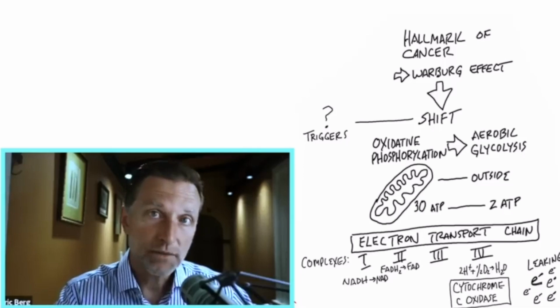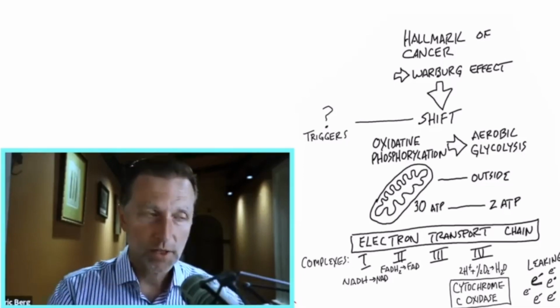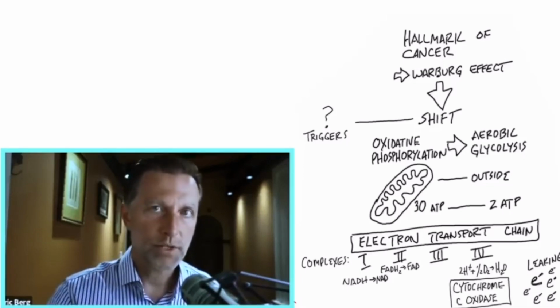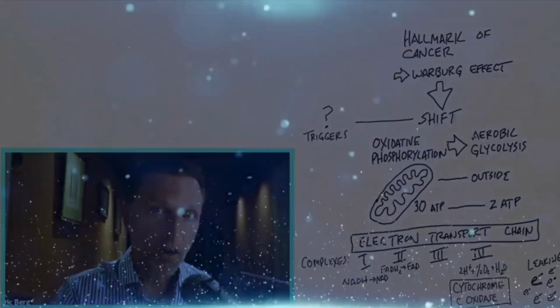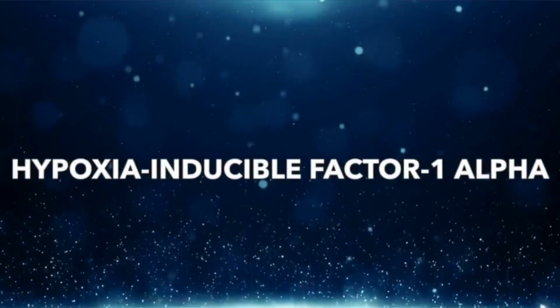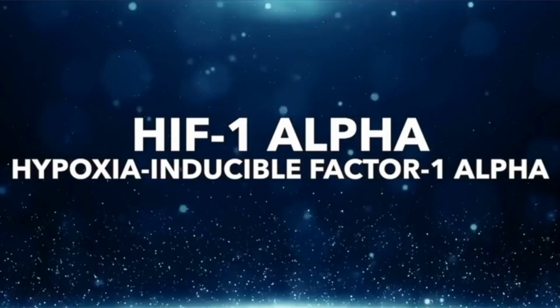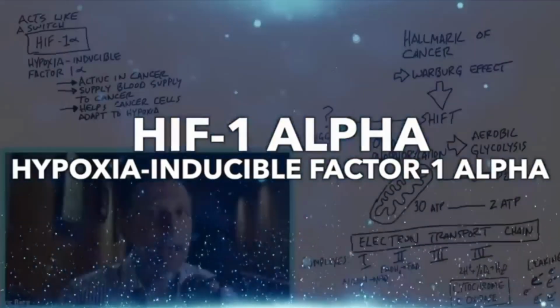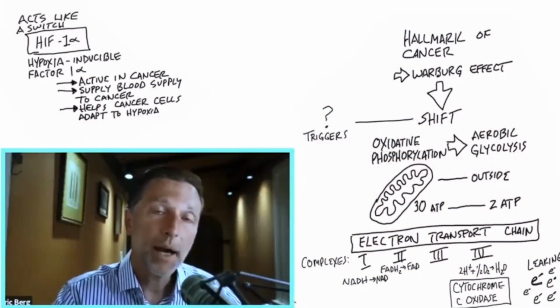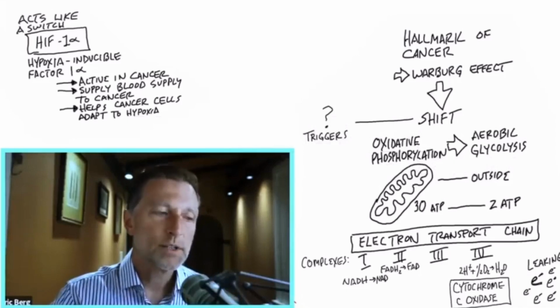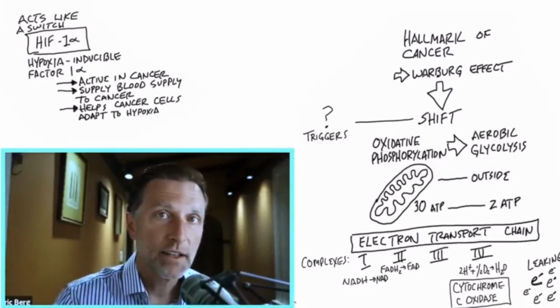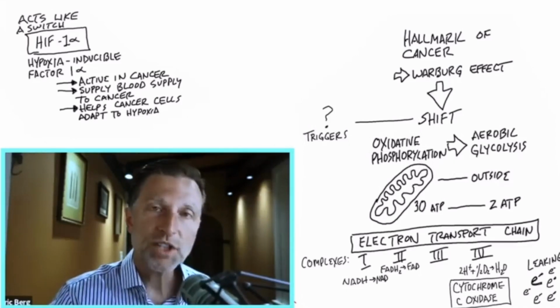Now, there's also a gene involved in this triggering or this switching from a normal cell to a cancer cell. And this gene is called hypoxia inducible factor 1 alpha. Okay, well, we're just going to call it HIF-1 alpha. And all you need to know is that it's involved in hypoxia, a lack of oxygen. So it's this lack of oxygen that's involved in this switching mechanism.